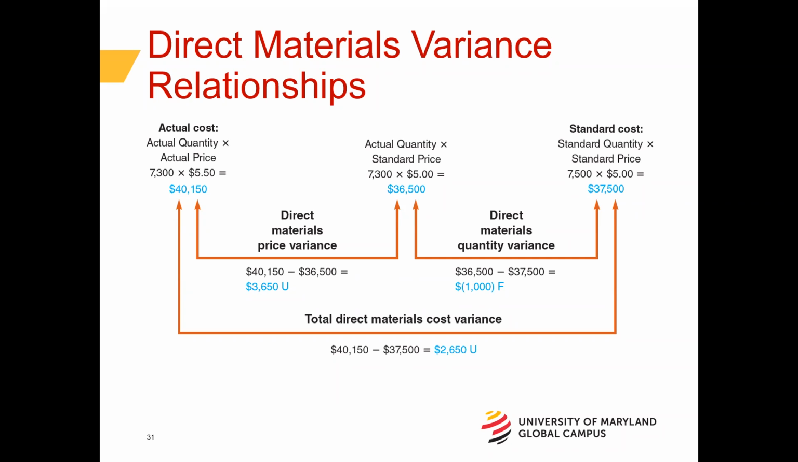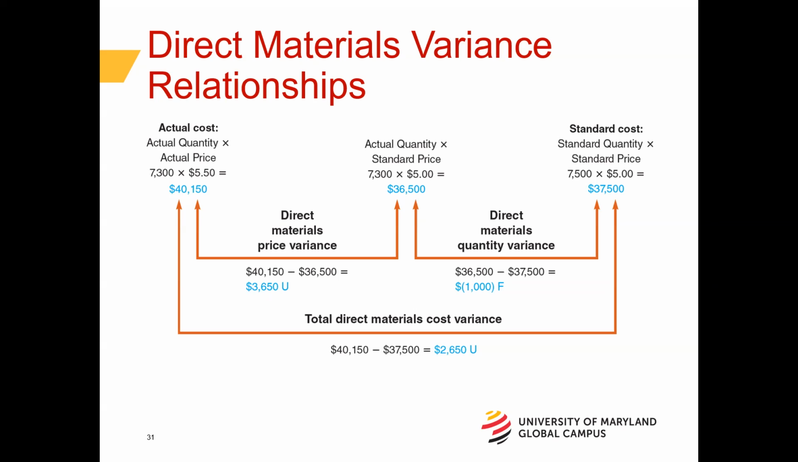In terms of the standard quantity, we planned on 36,500, which gives us a difference of 3,650 unfavorable, because we're over in materials, in terms of materials price. In terms of materials quantity, we have a favorable difference of 1,000. We took the actual minus the standard, and it came in at 1,000 under, which is pretty good.